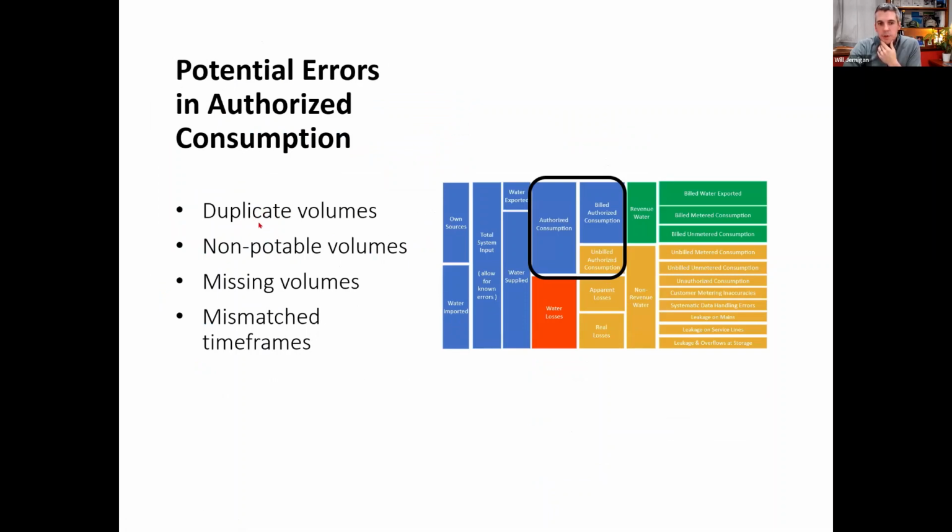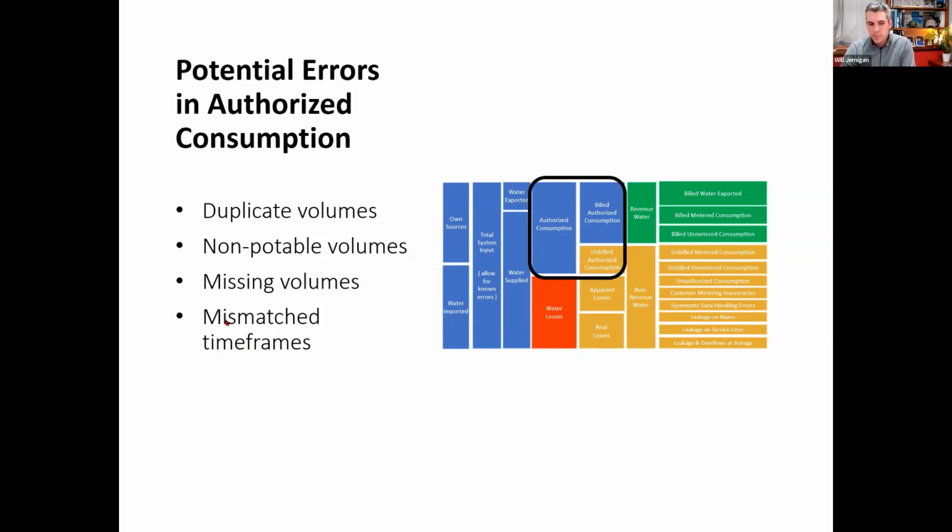Again, those potential errors we're looking for: duplication of volumes, making sure that nothing that shouldn't be in there is getting in there. If you have any reclaimed water that is tracked, for example, in your billing software, and you go to your billing software and click a button to run a report for all the water we sold last year, it's probably going to include those reclaimed volumes, unless you tell it differently. And then you want to be real clear that we exclude them, because that's not part of the potable water audit. Mismatched timeframes is the last one.